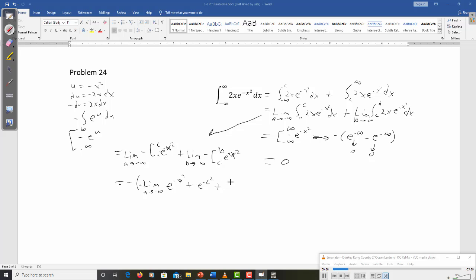Then plus the limit as b goes to infinity of e to the negative b squared, and then minus e to the negative c squared. So you see why the c doesn't really matter, because these just go away. And honestly, I think you could make an argument from this, since they are literally the same limit, that you can factor out the limit, do the subtraction, and they must go to 0. So you can make the argument from that space as well. Alright, that's our first set of exercises from 8.8.